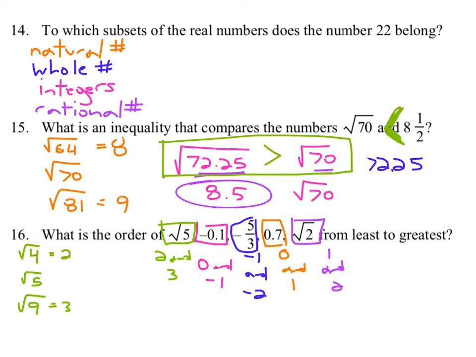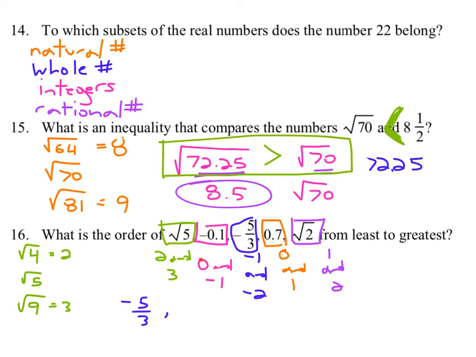So then if we had a number line, we would ask, what's the biggest one? Well, the biggest one we've got is the square root of 5, because that's between 2 and 3. Actually, let's go from least. What's the least? Being between negative 1 and negative 2, that's the lowest: negative 5/3.